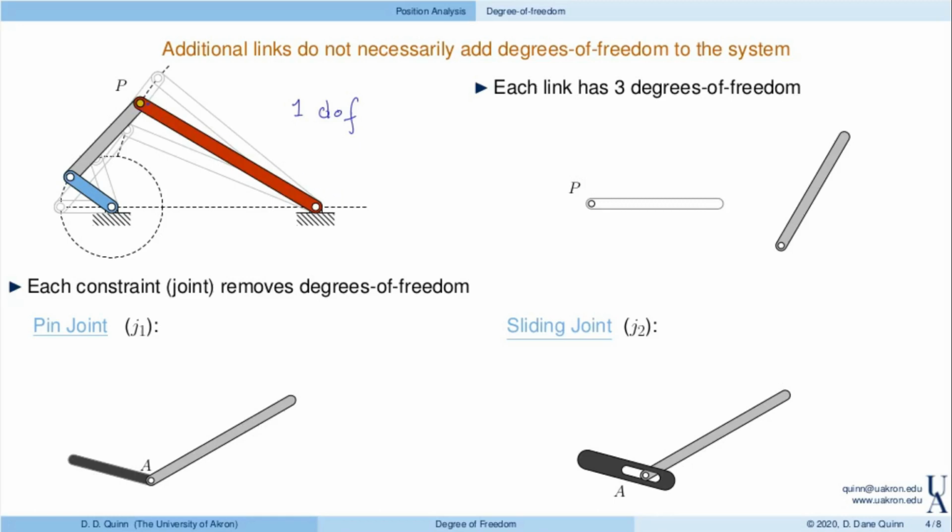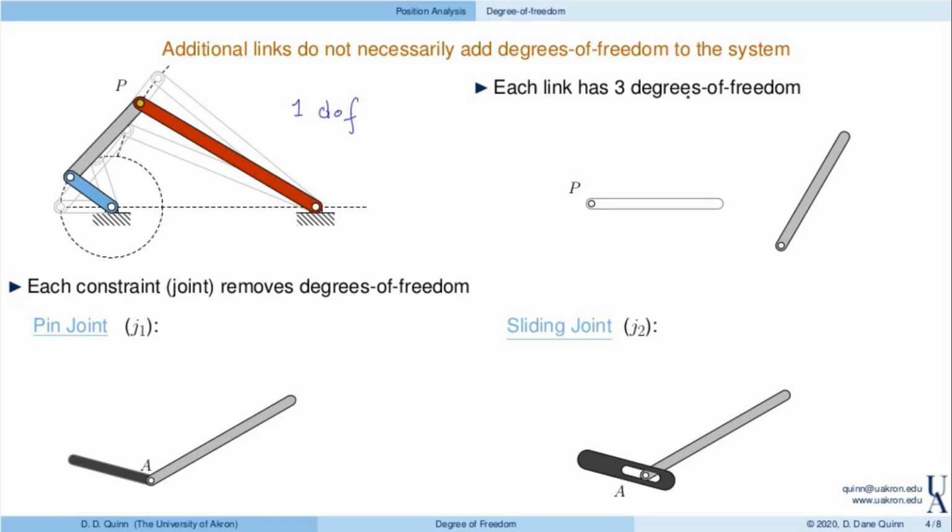I added a pin joint between this gray link and the red link, and then I added a pin joint between the red link and the ground. So here I've shaded different configurations, and you can imagine how this works. If this light blue link spins around, so it traverses this circle, then the red link rocks back and forth. Again, this is a 1 degree of freedom system. So if we want to estimate the degrees of freedom, again we have to look at the number of links and the number of joints or constraints.